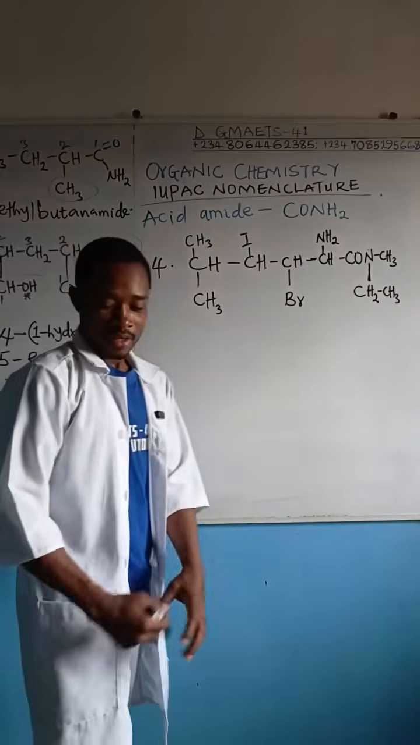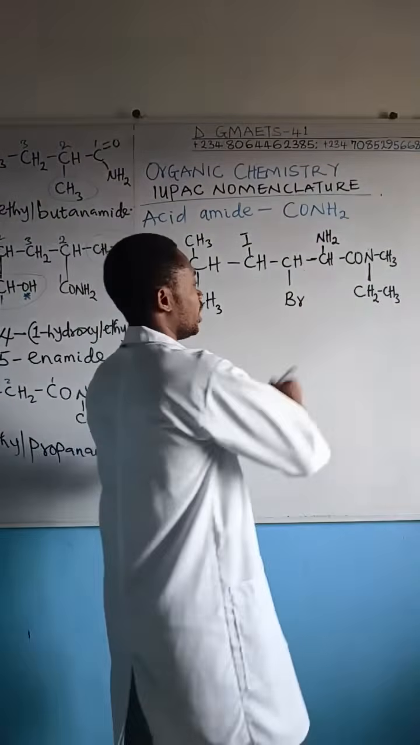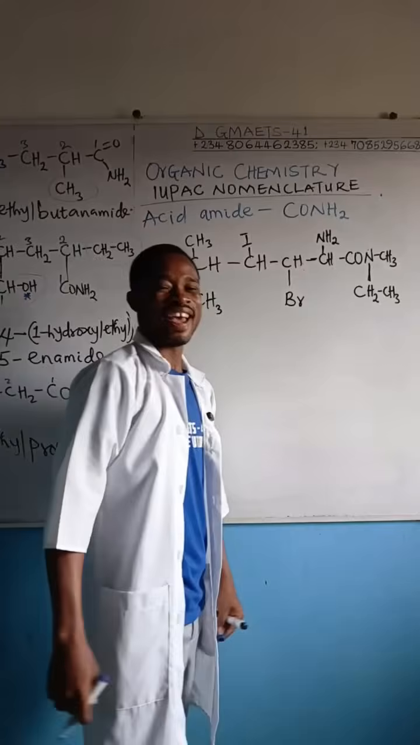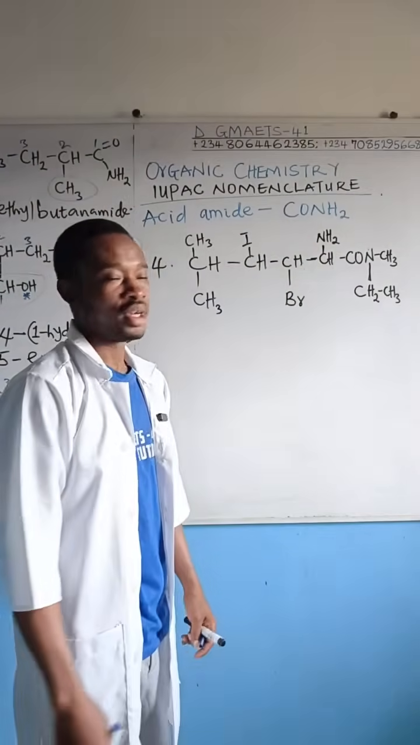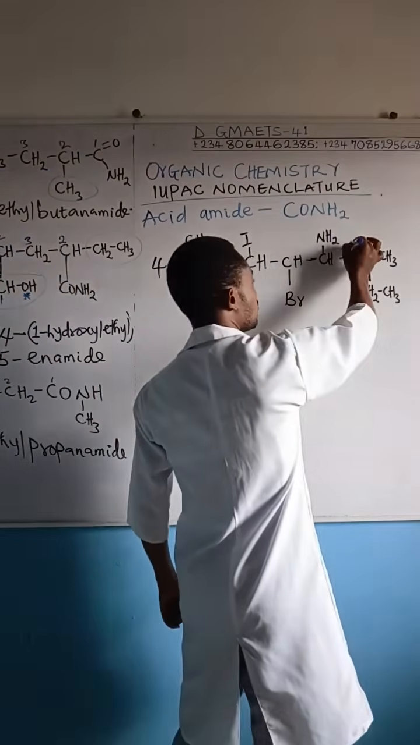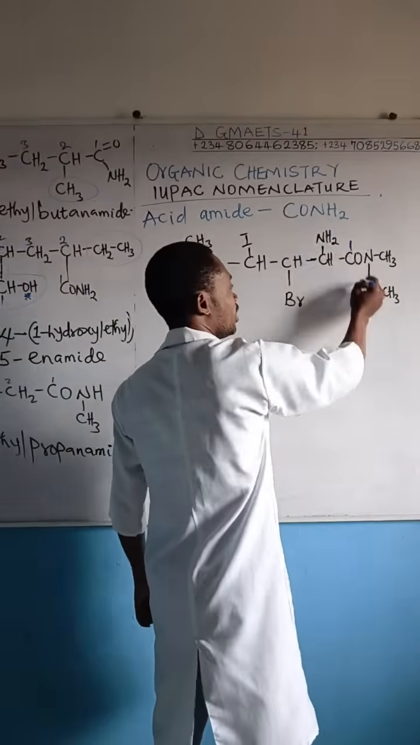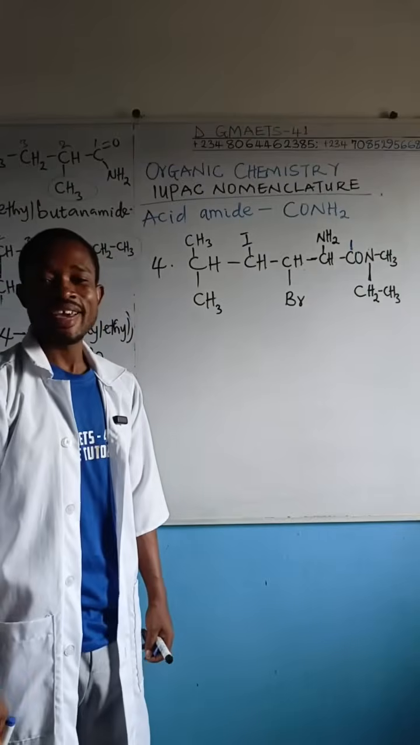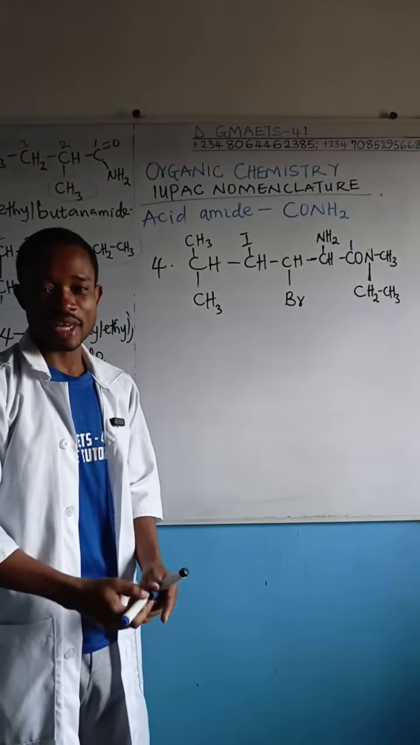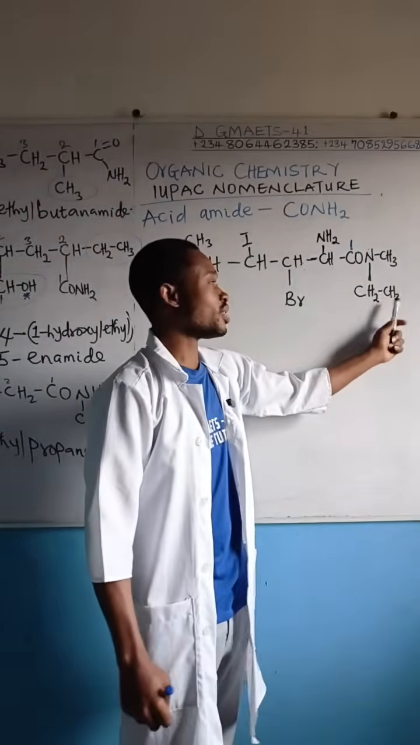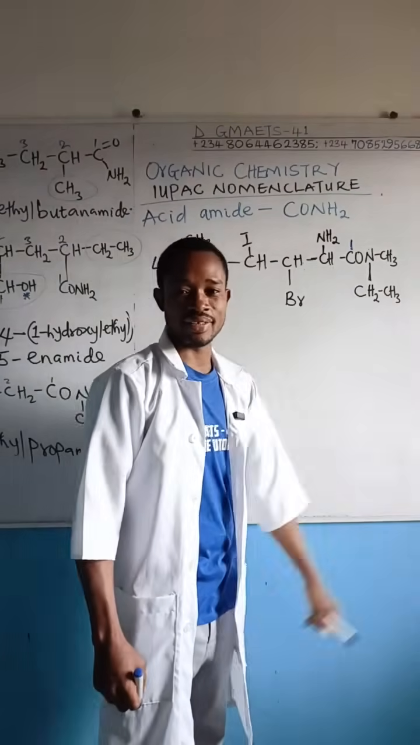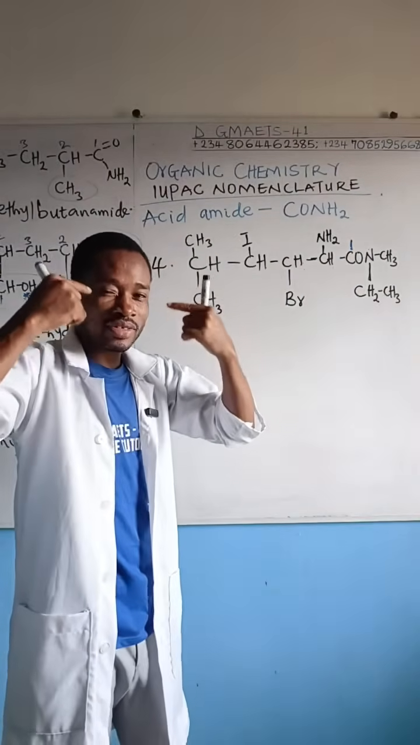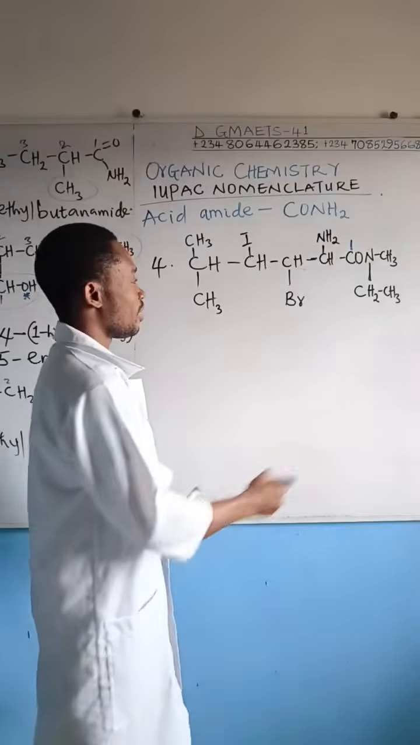So, counting, we start from here, whether we like it or not. CON, and then whatever NH2 is the terminal functional group. So this is carbon number 1. But if you look at this, the nitrogen that's supposed to be NH2 does not have any hydrogen on it. Again, alkyls: this is methyl, this is ethyl. So you should be thinking of a tertiary alkanamide now.